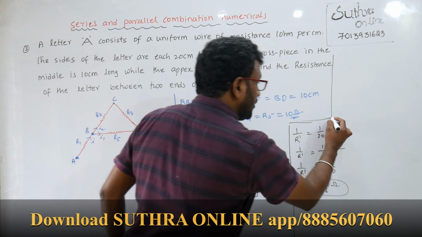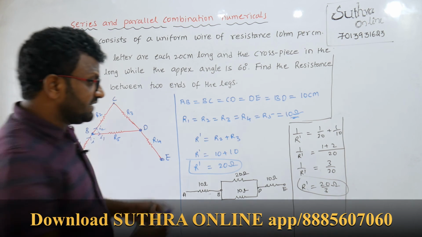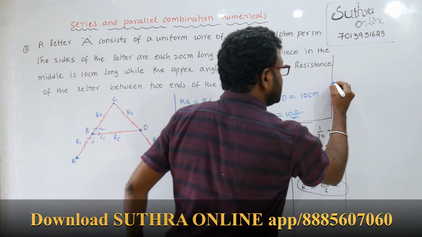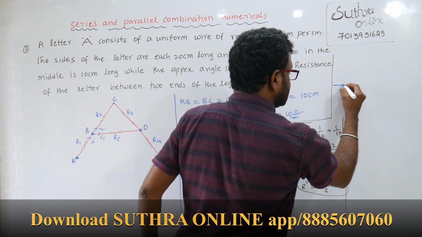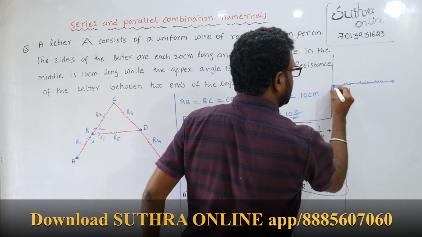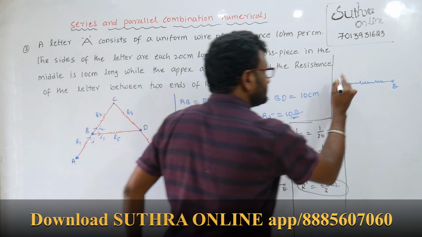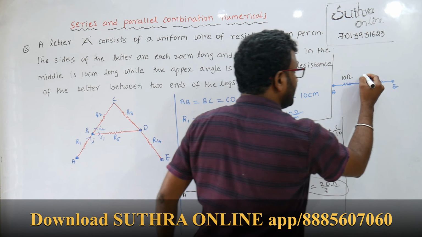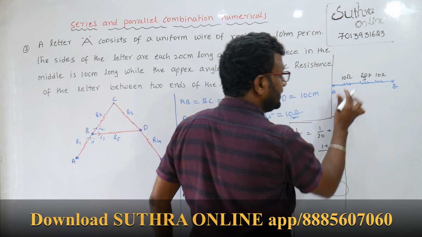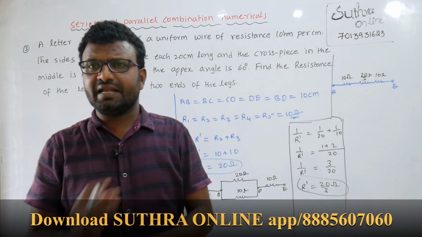Now take the total circuit. If you observe the circuit between A and E, this effective resistance is in series with the others. So we have 10 ohms, then 20 by 3, and again 10 ohms. These three are in series connection.